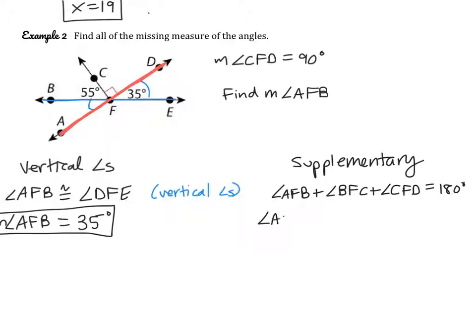So we don't know angle AFB, but we know that angle BFC is 55 degrees, so I can substitute that. And we know that CFD is 90 degrees. So if you combine like terms and solve for angle AFB, you get the same answer. You get 35 degrees.